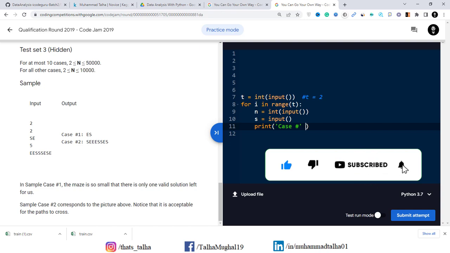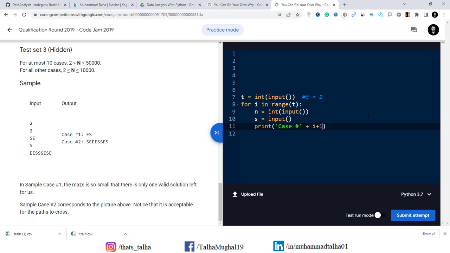For that we can go outside of the inverted commas and write i plus 1, and we should enclose it in brackets. After that we have a colon and space, so we can write colon and space, and after that we have the string itself. So we can write a function in which we will do all the processing, and then call that function here. I will call that function solve, and give it the string that we will get after solving the question as its argument.